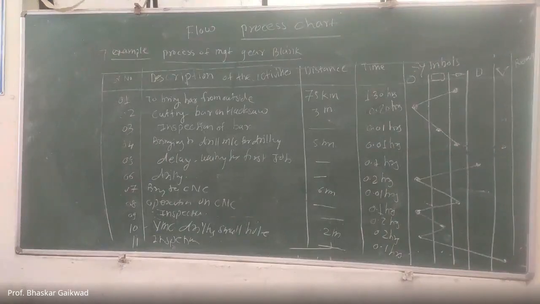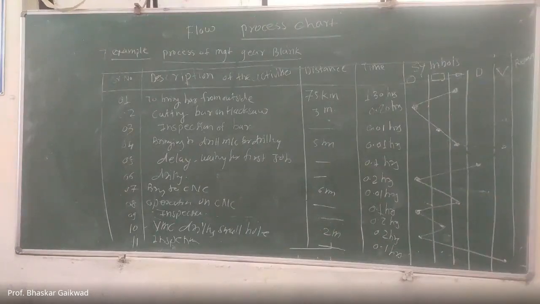Then how much distance was covered by that material and how much time was taken to move that distance, it is shown in this table. And here we have used all five symbols. Previously we saw the manufacturing of this gear blank by using our CNC and VMC machine.